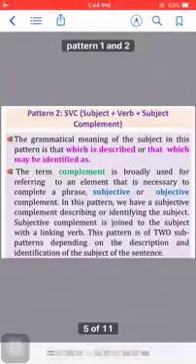Hi again. In this slide, we will comment on pattern number 2. The components of pattern number 2 are SVC: S, which stands for the subject, V, which stands for the verb, and C, which stands for the complement. Specifically, in this pattern, we are going to talk about the subjective complement.